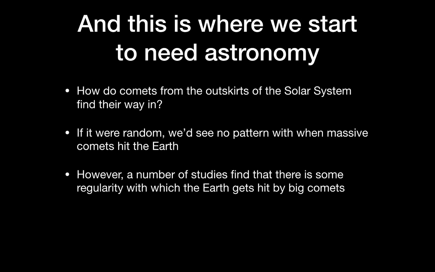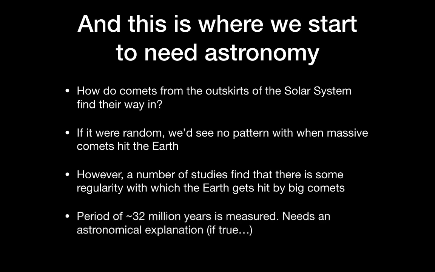And a number of studies do seem to find that there is some regularity with which the Earth gets hit by big comets. A bunch of scientists have measured this. They find massive craters all over the Earth, date them, figure out when they formed, and then ask, is there any kind of period here? And what they find is that we seem to get hit by something massive roughly once every 32 million years. Now, if we're getting hit regularly, then it needs an astronomical explanation for what is causing comets to be ejected from the Oort cloud every 32 million years.